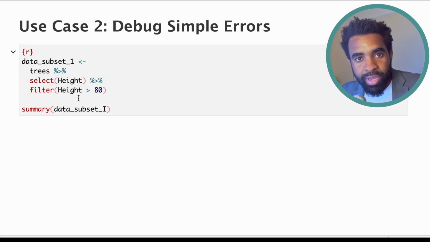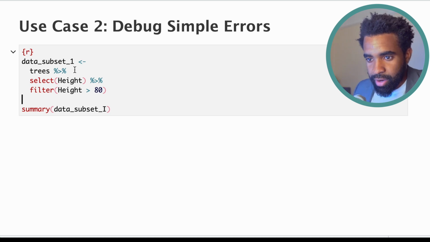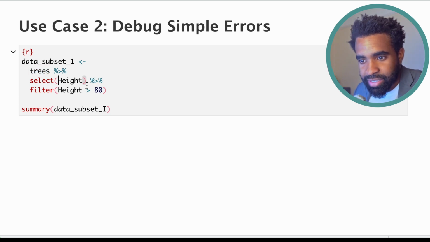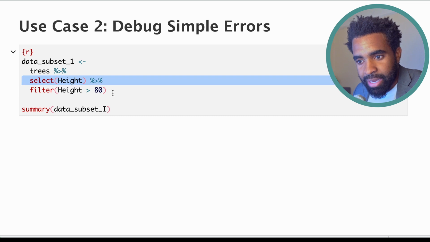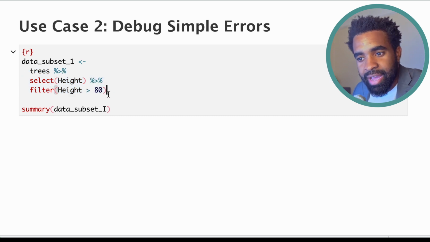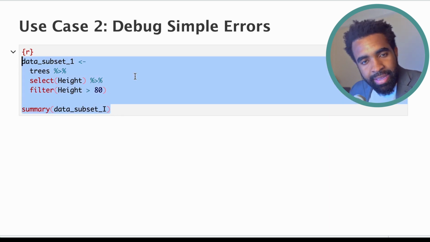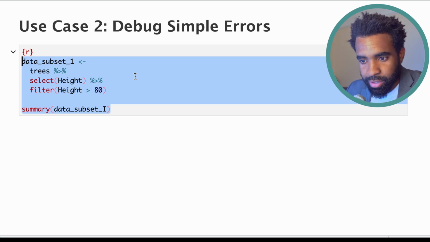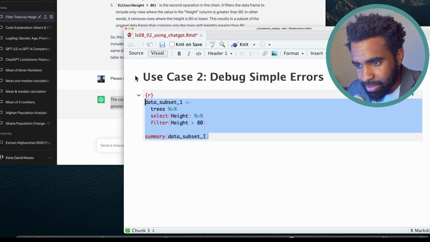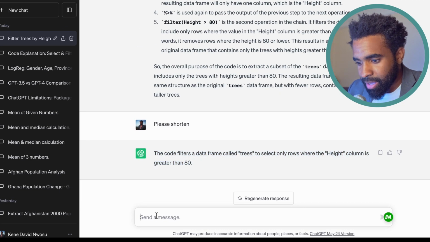As a next example, we can use ChatGPT to debug simple errors. So in this chunk of code here, we have the trees dataset. Again, we select the height variable, and we filter for heights that are above 80. We store that in this object called data subset 1, and then we try to take a summary of data subset 1. Now there is an error in this code. See if you can spot the error, but I'm going to ask ChatGPT and see if it is able to spot it. I'll say, is there an error in the code below?